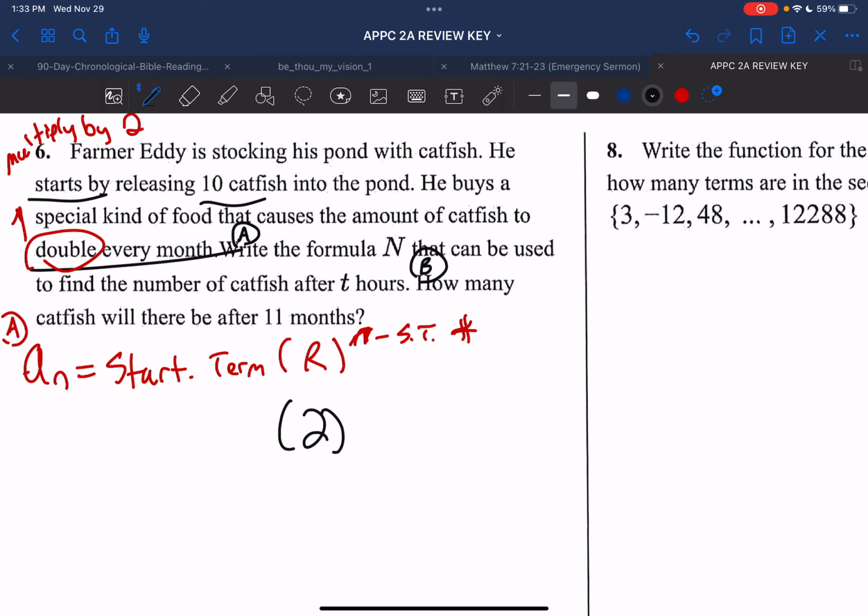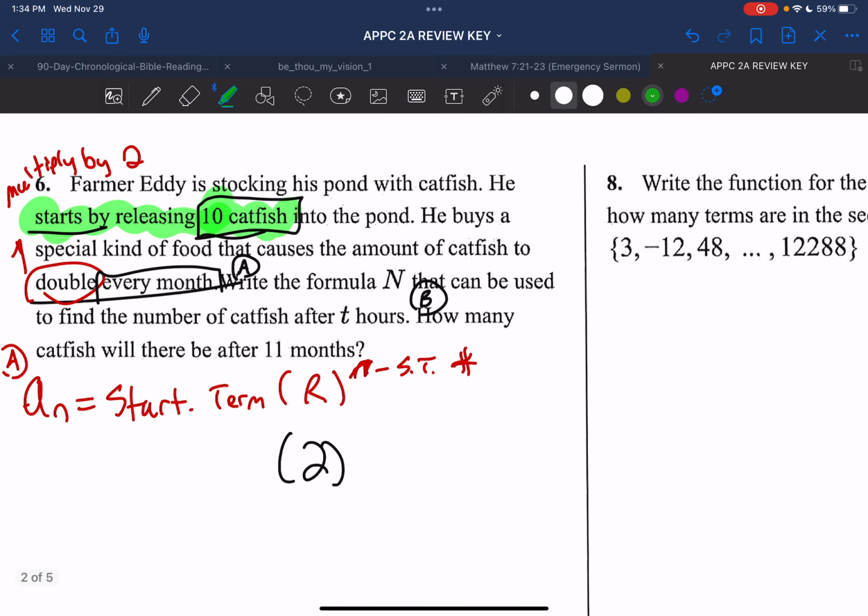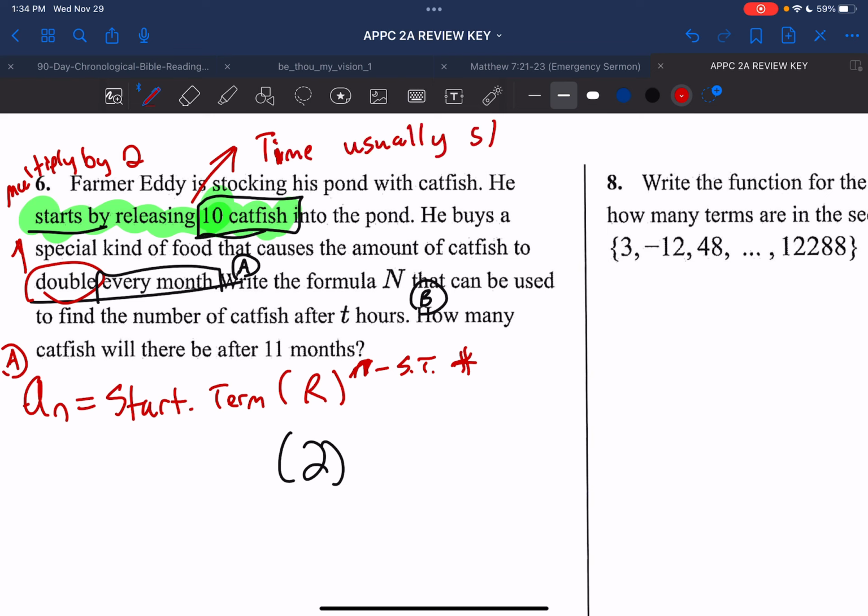And then, what is this 10 talking about? Well, it doubles every month, and when he releases the 10 catfish in here, like he starts by releasing it, no months have passed. Because remember, in these kind of problems, time usually starts at 0.